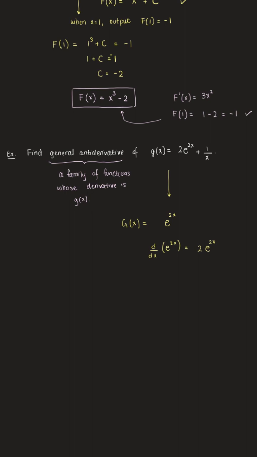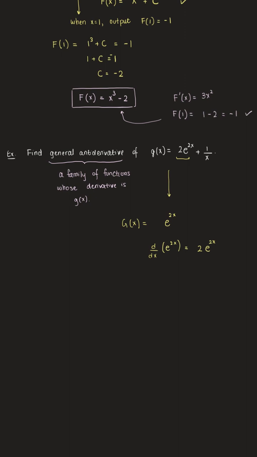And remember, with the chain rule, when we take the derivative of a composition, we take the derivative of the outside, that will be e to the 2x, and then we multiply by the derivative of the inside, and here that will be 2. So this works, right? The derivative of e to the 2x is 2e to the 2x. So that's great for our first term.